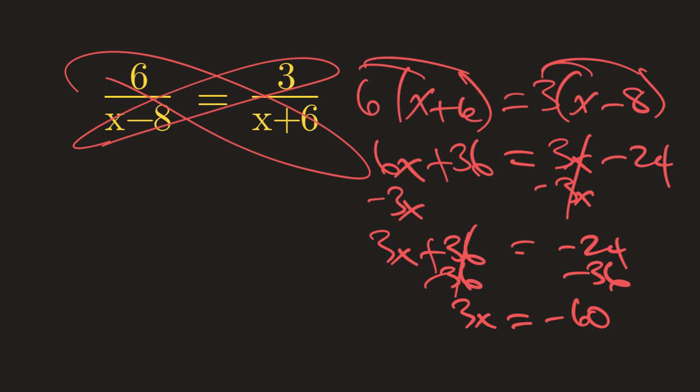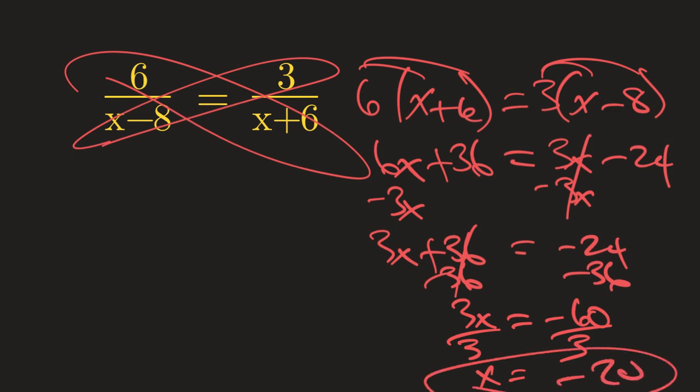And then how do we solve? Divide by 3. Negative 60 divided by positive 3. Negative 20. I got it. Negative 20. Good job. Thanks.